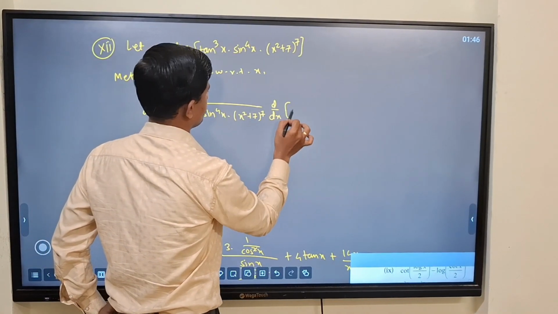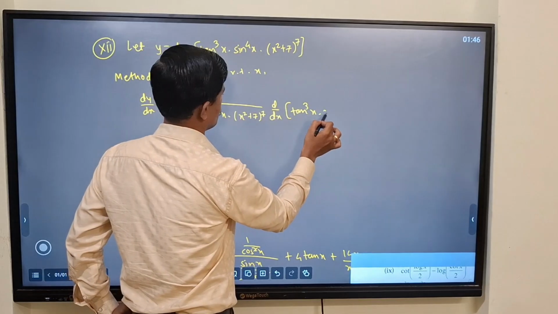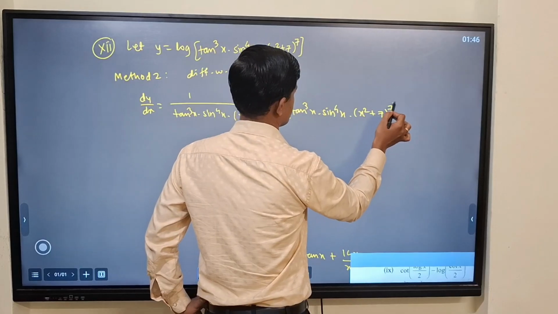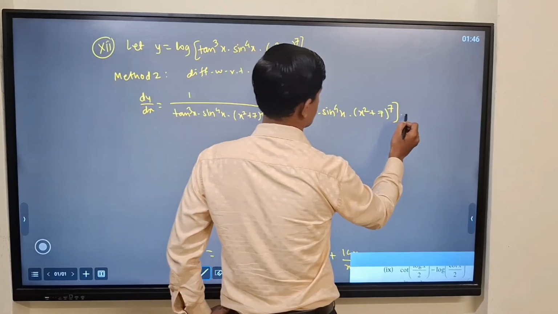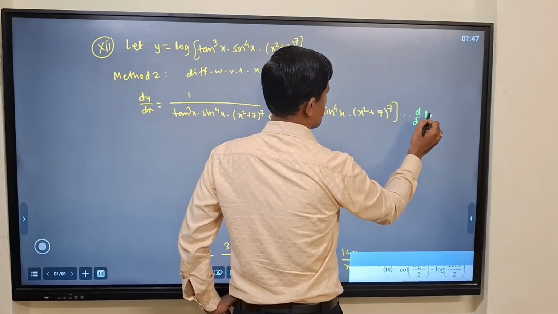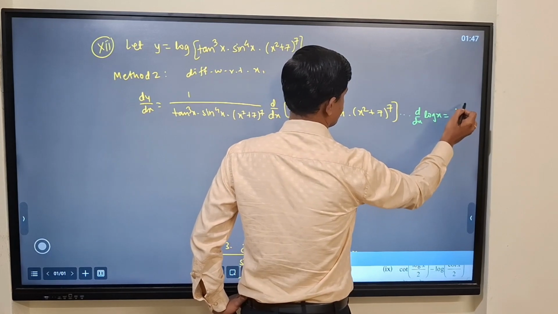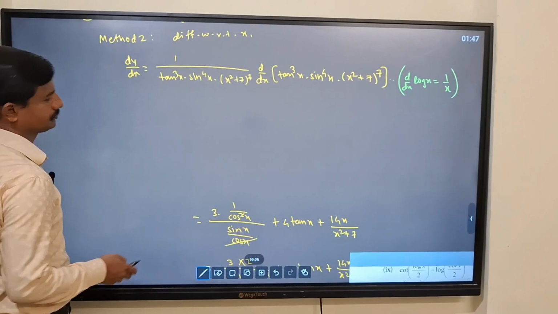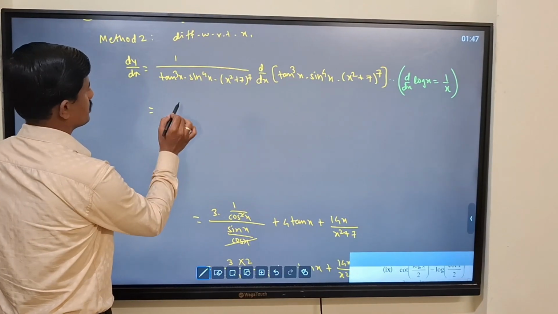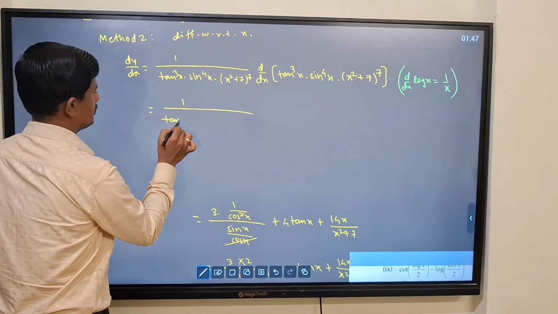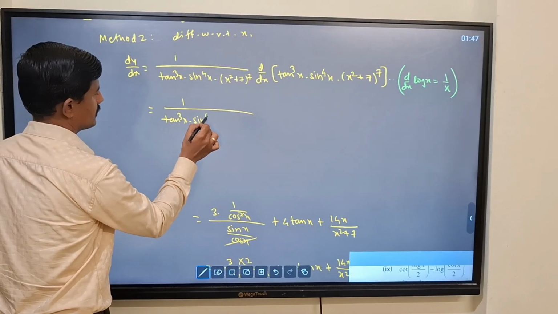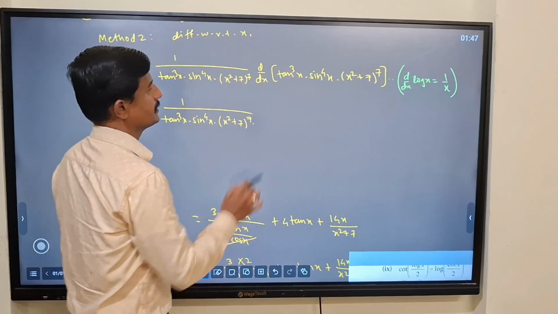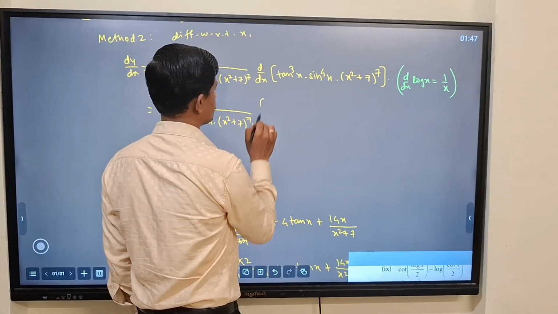d dx of tan cube x into sin raised to 4x into x square plus 7 raised to 7. Here we use the rule d dx of log x is 1 upon x. Okay, now this is as it is: 1 upon tan cube x into sin raised to 4x into x square plus 7 raised to 7. But for this, differentiation of this term is what?